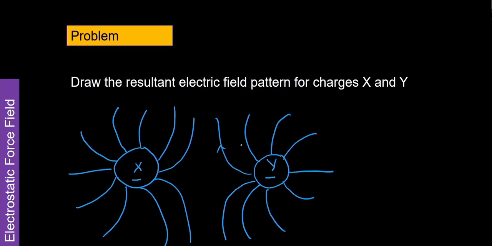If we put a positive point charge into this field, then it is going to be pushed away. And so that is the direction of the electric field. Okay, I'm going to move on because I'm running out of time here.